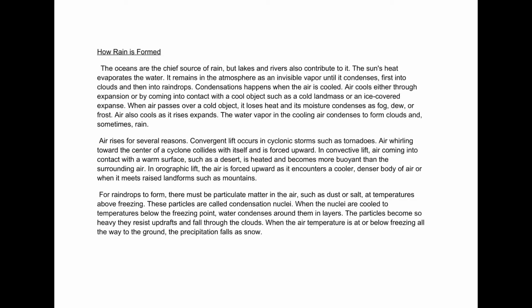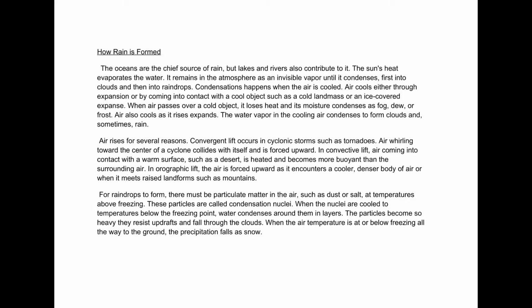How rain is formed. The oceans are the chief source of rain, but lakes and rivers also contribute to it. The sun's heat evaporates the water. It remains in the atmosphere as an invisible vapor until it condenses first into clouds and then into raindrops. Condensation happens when the air is cooled.